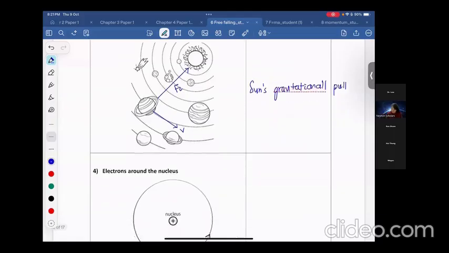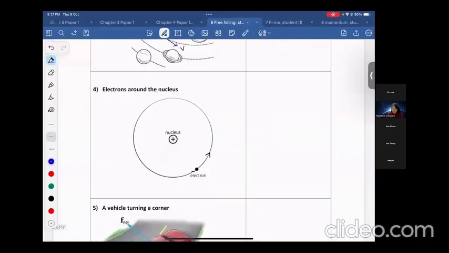For the electrons around the nucleus, this is because of the electrostatic force. So for the electron, there is a centripetal force towards the center. If suddenly one day, without this centripetal force, where is the electron going? It will go in this direction.